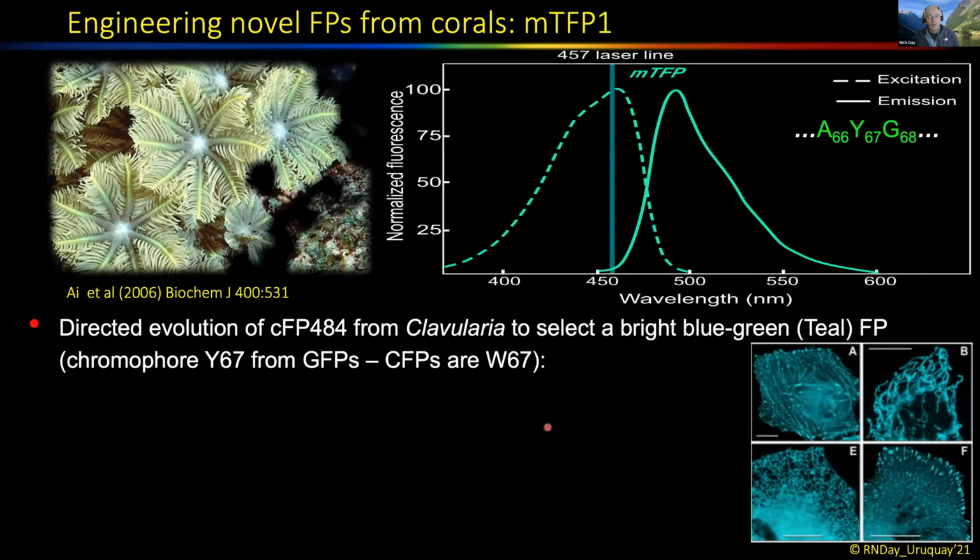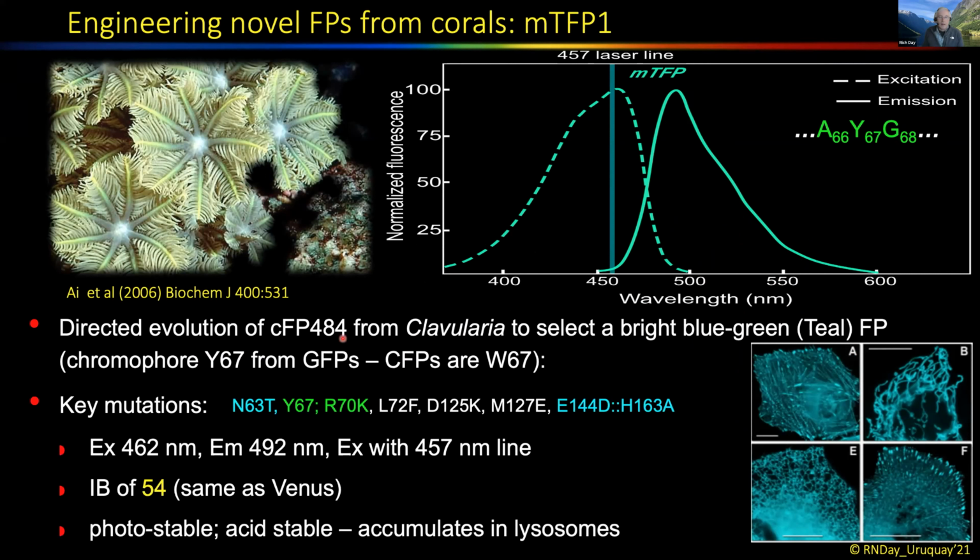And so a number of groups have been looking at other corals and other marine organisms. And one of the more useful ones to come out of these screens was the teal fluorescent protein, mTFP. This came out of this Clavularia coral, and it's a bright blue-green, teal-colored FP. It has the structure of a cyan fluorescent protein, but it has the chromophore of a GFP. And these are the key mutations that generated the teal fluorescent protein. It has an intrinsic brightness of 54, so it's very bright.